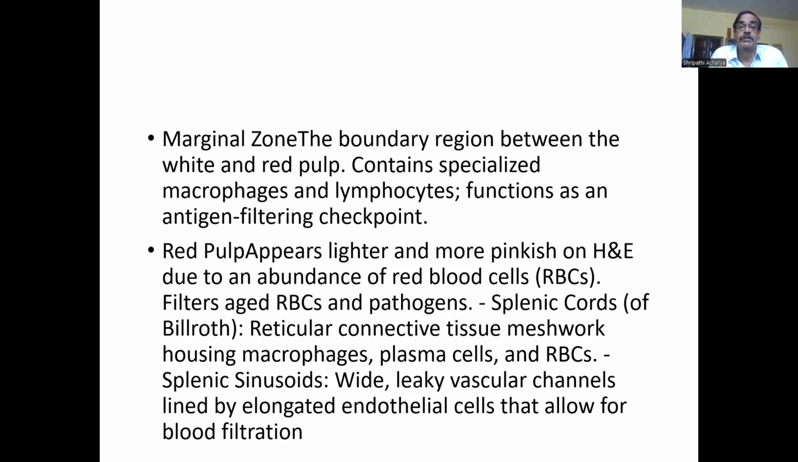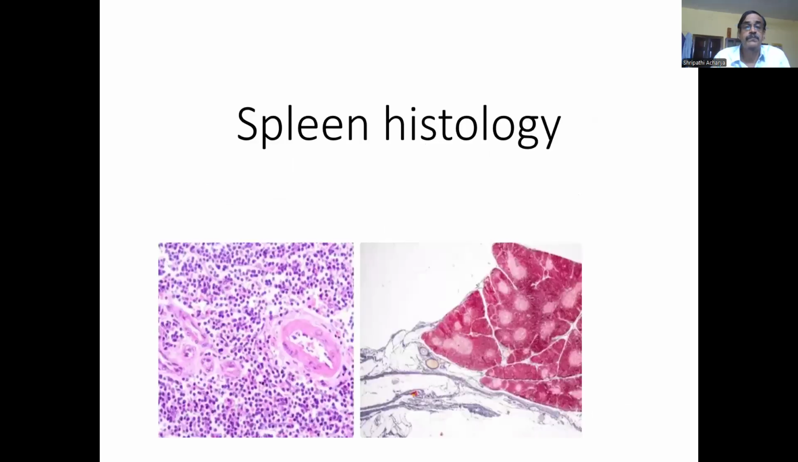Red pulp appears lighter and more pinkish on hematoxylin and eosin due to an abundance of red blood cells. Filters aged RBCs and pathogens. Splenic cords, or cords of Billroth, reticular connective tissue meshwork housing macrophages, plasma cells, and RBCs. Splenic sinusoids, wide leaky vascular channels lined by elongated endothelial cells that allow for blood filtration. Spleen, histology.